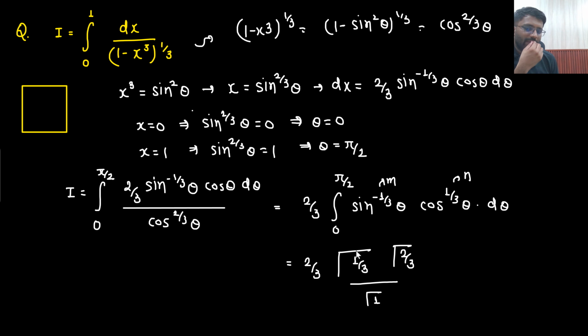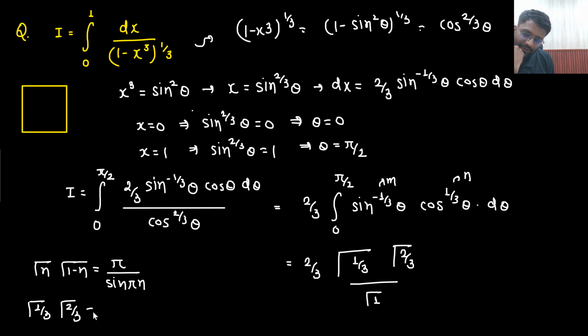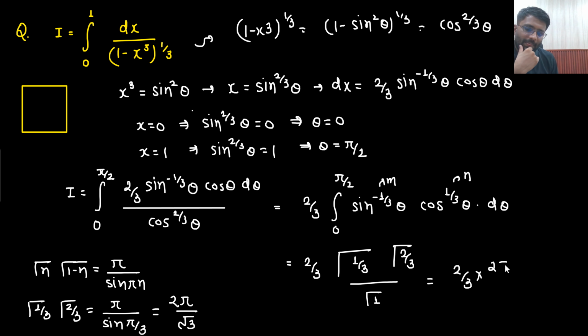So we are supposed to find out this value: gamma 1 by 3 multiplied with gamma 2 by 3. What do we know? This we know: pi upon sin pi n. So in place of n, what do we put? 1 by 3, sin pi by 3. Right? Sin 60 is root 3 by 2. So 2 pi by under root 3. So what is the answer? 2 by 3 into 2 pi by under root 3. So the answer is 4 pi upon 3 under root 3. Is that the answer?